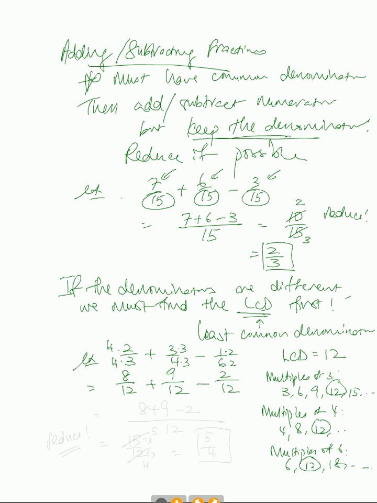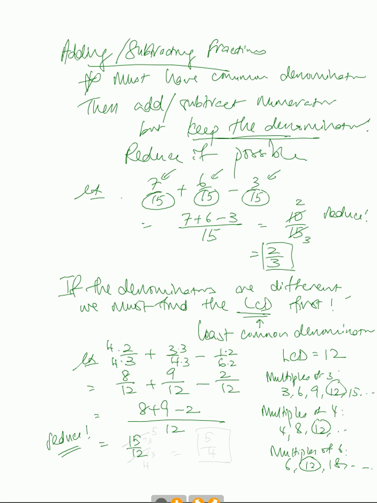So what I have now is a common denominator, 12, that I keep, just like the earlier example. And the numerators I'm going to add. So 8 plus 9 minus 2. So 8 plus 9 is 17, and 17 minus 2 is 15. So my answer is 15 over 12. But don't forget, you have to reduce. Okay, so make sure to reduce.